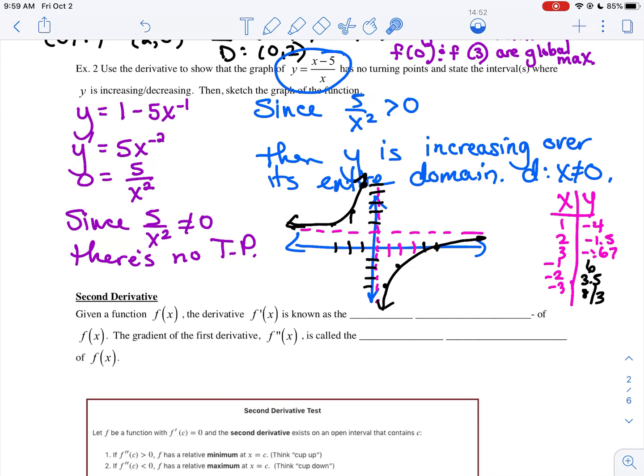All right, so it says given a function f of x, the derivative f prime of x is known as the first derivative of f of x. Now, you can actually find the gradient, the slope of the first derivative, and it's called f double prime of x. Let me say that again, f double prime of x. And it's called the second derivative of f of x.